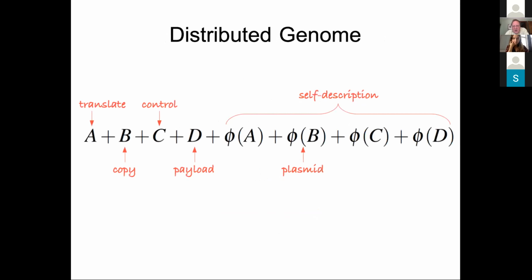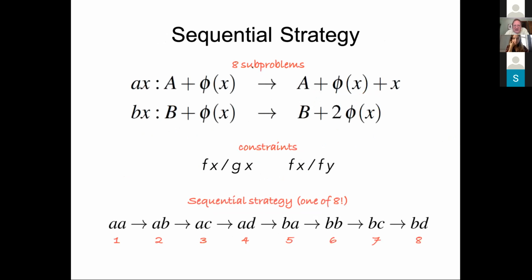The easiest way to create opportunities, to reduce contention for the description, is to split it up. Instead of a nucleoid, a single compact molecule under the assumptions I made in the last slide, we divide it into 4 plasmids, 1 for each program. This improves the situation dramatically. We now have 8 subproblems instead of 2, and I can call these AX and BX. This is translation of each of the 4 plasmids, A, B, C, D, and this is copying of each of the 4 plasmids, A, B, C, D.